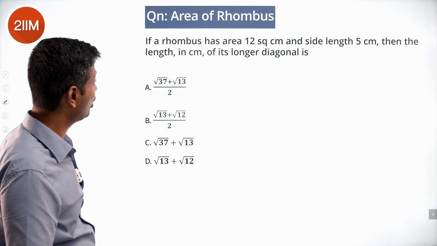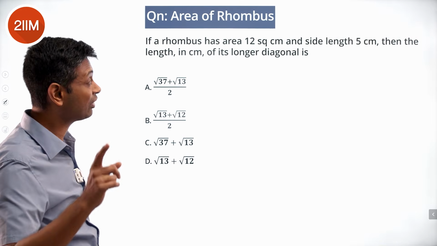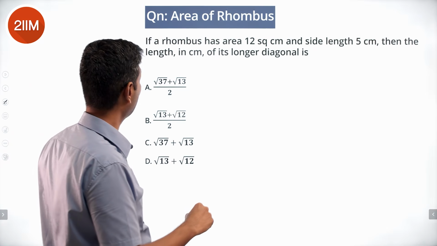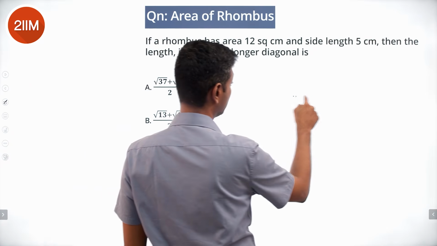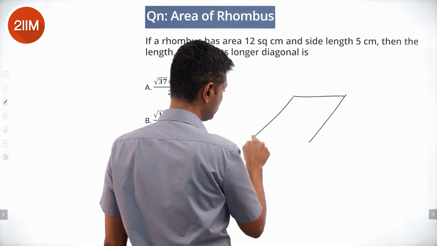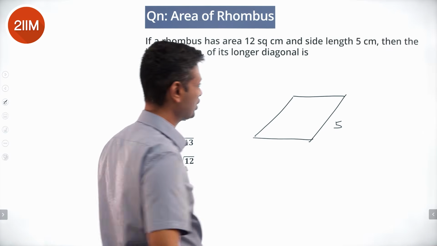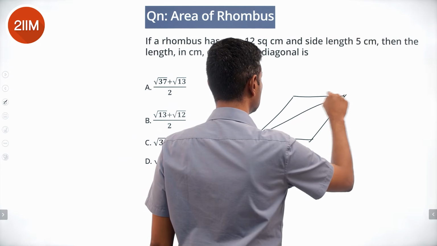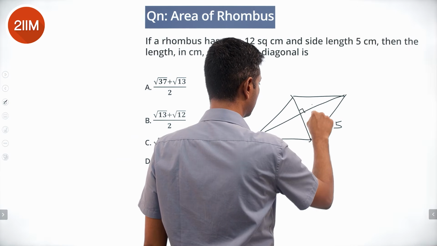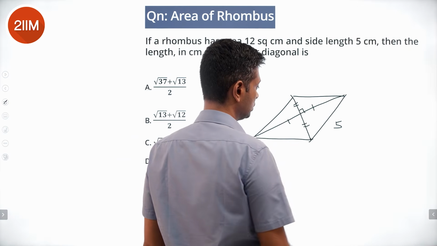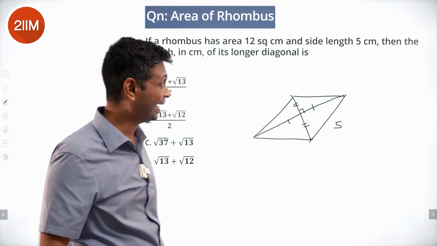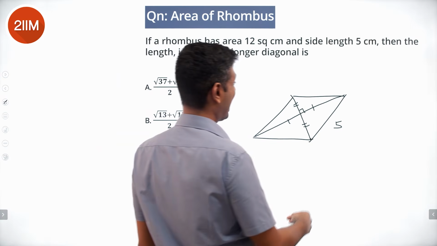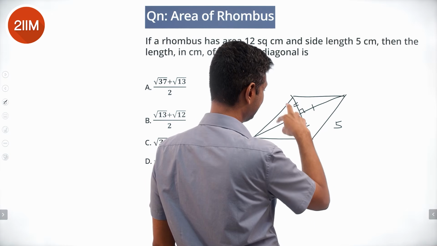A rhombus has an area of 12 square centimeters and side length 5 centimeters. Then find the length in centimeters of its longest diagonal. This is 5. My initial instinct was 3, 4, 5, and we're done. Within a rhombus, the diagonals are perpendicular bisectors of each other. That means the diagonals are 6 and 8.